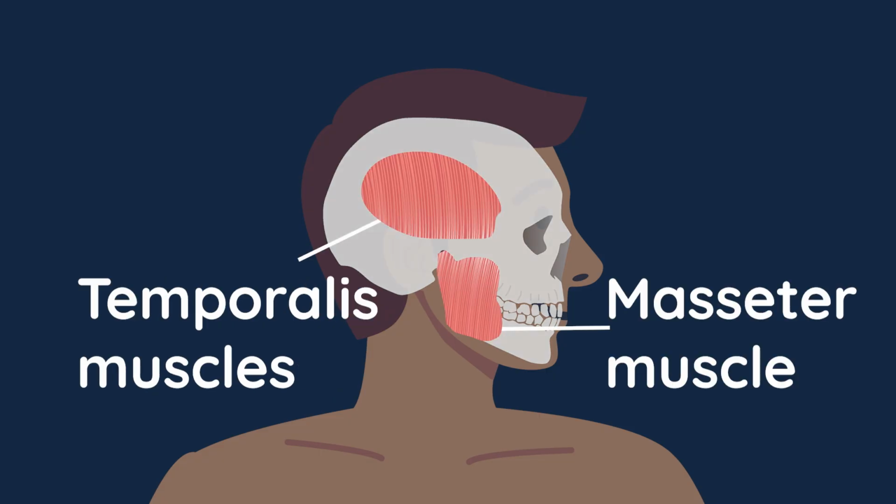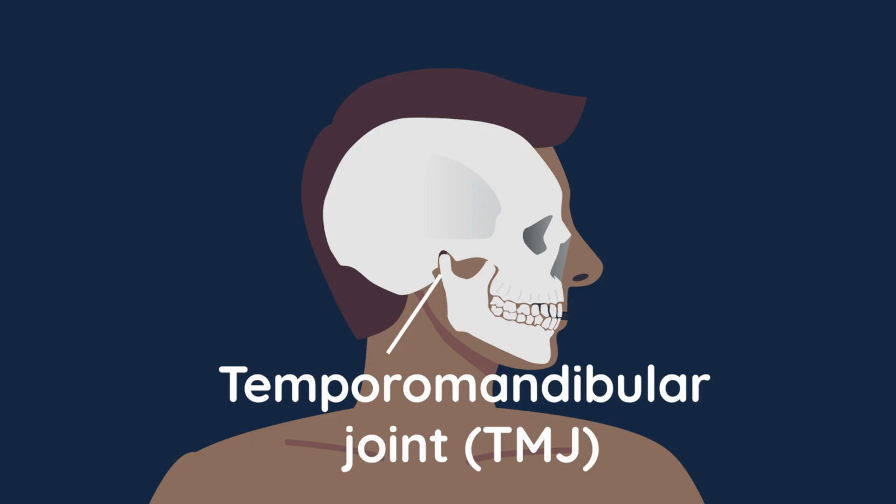The masseter and temporalis muscles. These are the jaw's chewing powerhouse. Bruxism shows up here in EMG bursts. The temporomandibular joint, or TMJ, is the jaw hinge, often tied to clenching and bruxism.